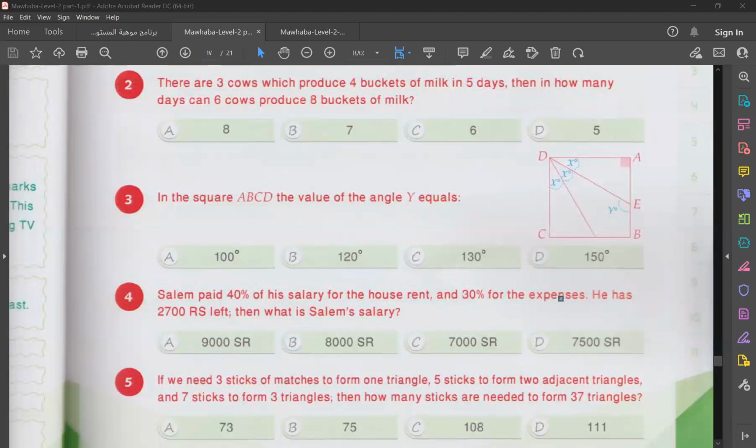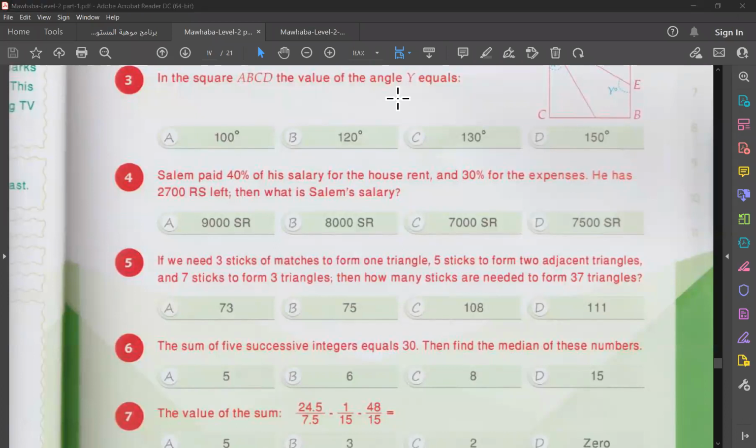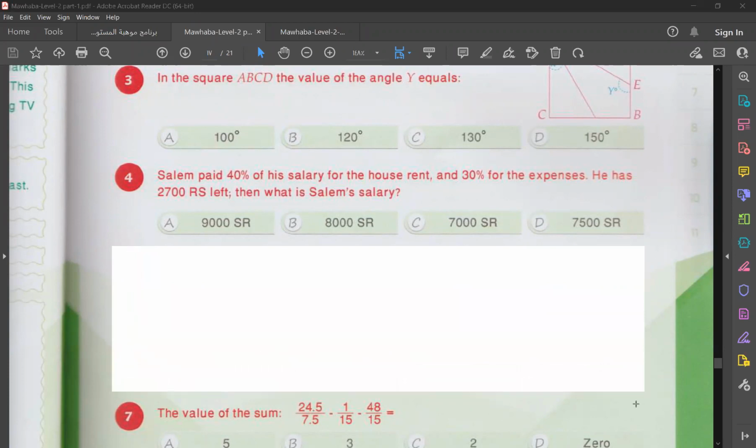Where are you, Al-Ma'mum? Okay. Can you read this question, number 4, please? And I want you to give me any idea to solve these problems. Salim paid 40% of his salary for the house rent and 30% for the expenses. He has 2,700 reals left. Then what is Salim's salary? Now he asked me what is Salim's salary.